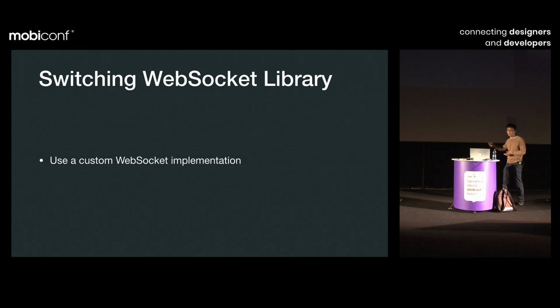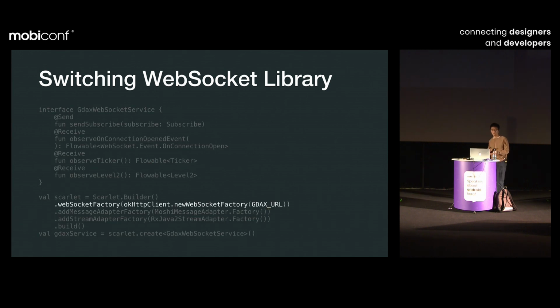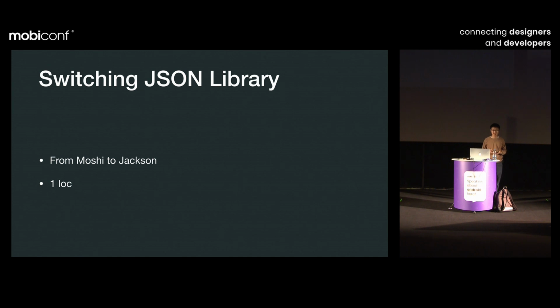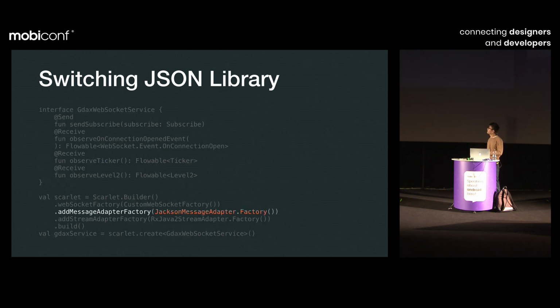And let's see another example. Suppose we want to use a custom WebSocket implementation. This only requires 1 line of code. All we need to do is change a plugin from OkHttp to your own. Similarly, switching JSON library is also a one-line change, like this.